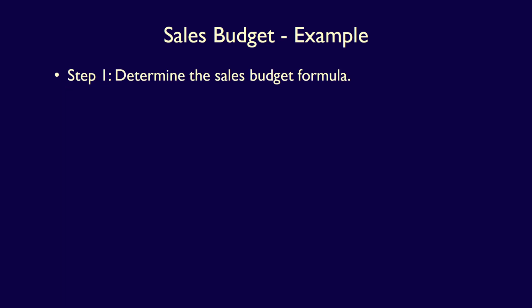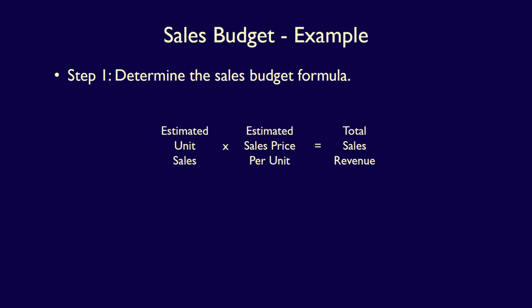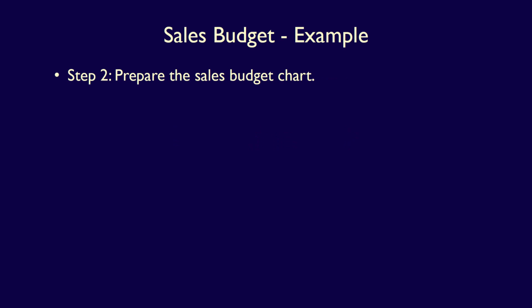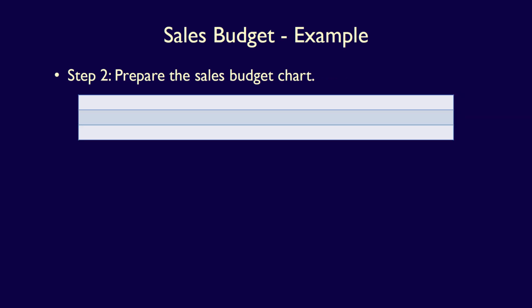Step 1 of producing a sales budget is to determine the sales budget formula. Estimated unit sales multiplied by estimated sales price per unit is equal to total sales revenue. We now have to take this formula and apply it in step 2 when we prepare the sales budget chart. We start with the title of the budget, including the company name, Gratman Manufacturing, the title of the budget, sales budget, and the period of time covered, for the quarter ended March 31st.